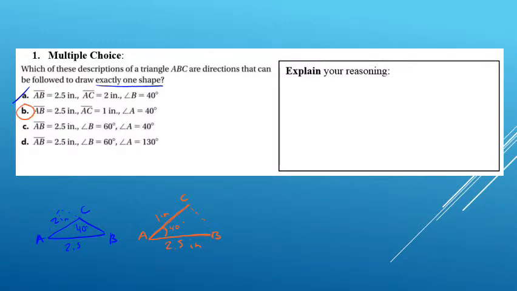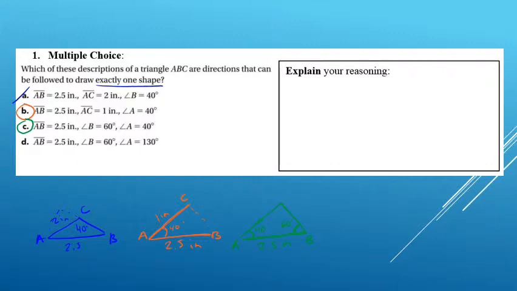Looking at C, I have AB is 2.5 inches and angle B is 60 degrees and angle A is 40 degrees. And so again, you might think about what we did in class today. We talked about how if we have this kind of information, really there's only one possible way for those to connect. I've been given a side, an angle, and an angle. Again, you're going to learn more about this in high school geometry. But there's really only one triangle that I can make out of that information. So C is also a way to draw exactly one shape.